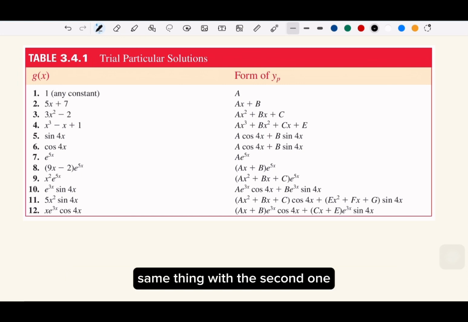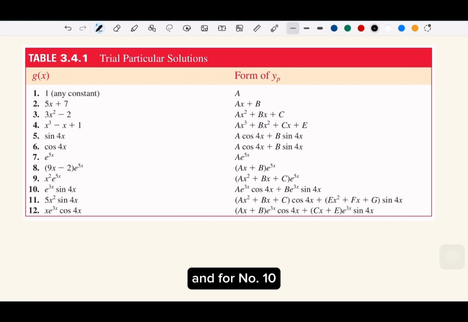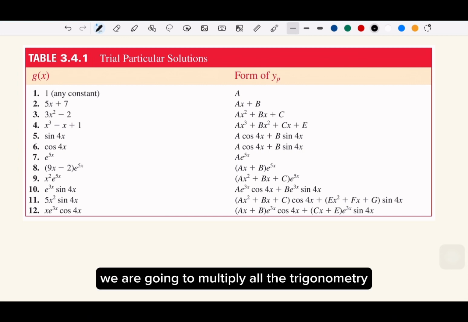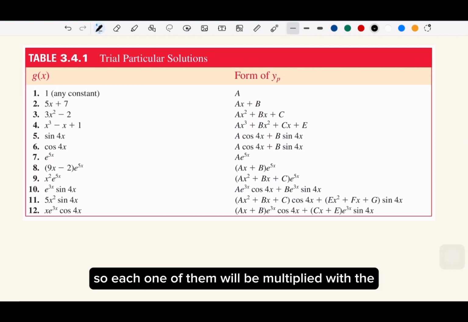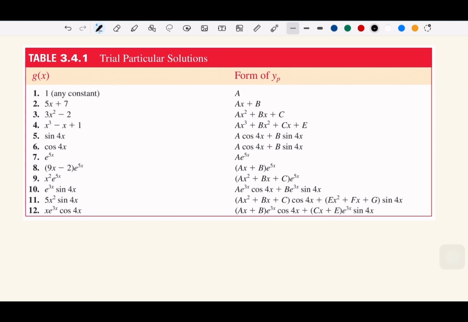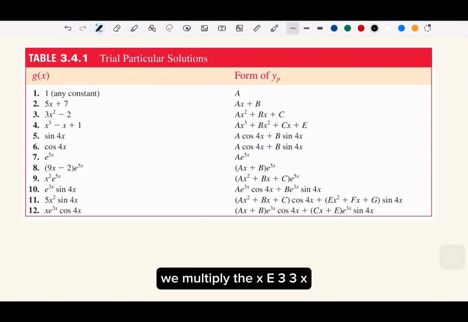Same thing with the second one. And for number 10, we are going to multiply all the trigonometry, so this cosine, each one of them will be multiplied with the exponent. It's the same, just multiply all together. And if we multiply like the last one, x e to the 3x with the cosine, the x we can think of like a linear equation, so we need to multiply with this.